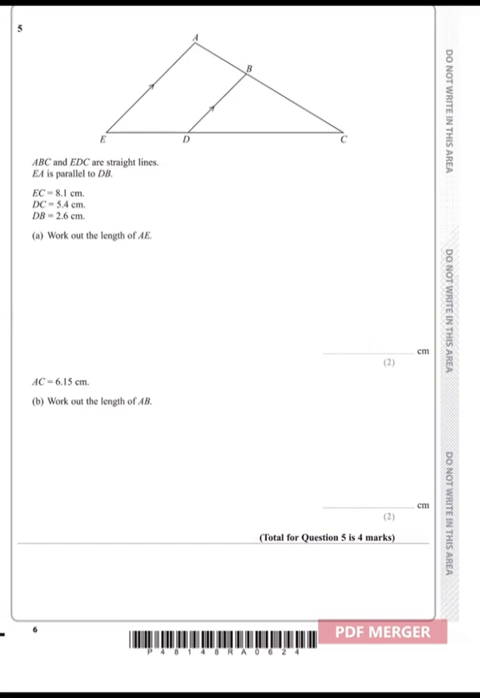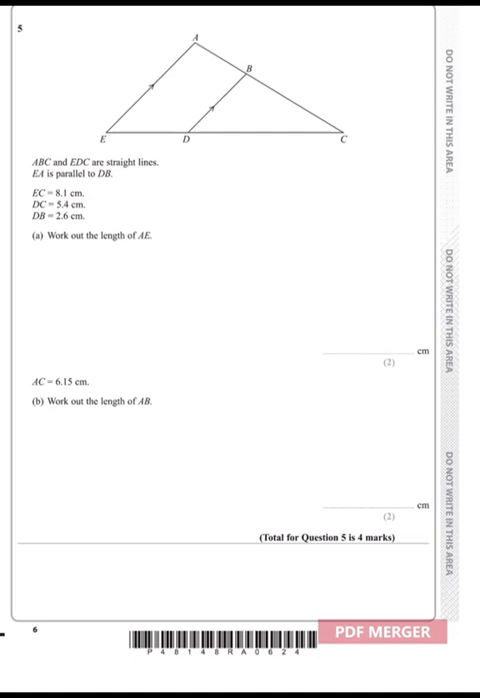ABC and EDC are straight lines. EA is parallel to DB. EC is equal to 8.1 centimeters. DC is equal to 5.4 centimeters. DB is equal to 2.6 centimeters. Part A, work out the length of AE, 2 marks.